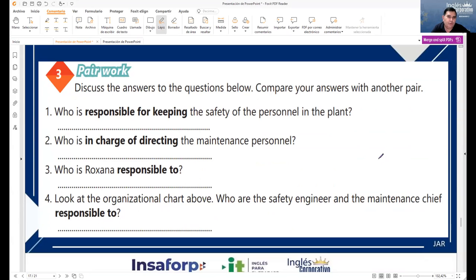Who is responsible for keeping the safety of the personnel in the plant? Who is in charge of directing the maintenance personnel? Who is Roxana responsible to? Look at the organizational chart above. Who are the safety engineer and the maintenance chief responsible to?